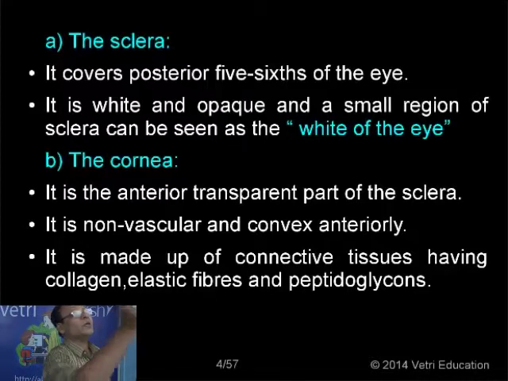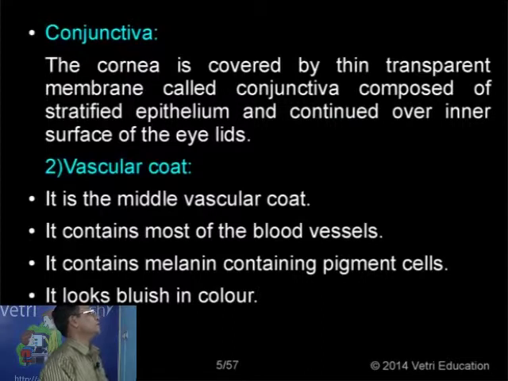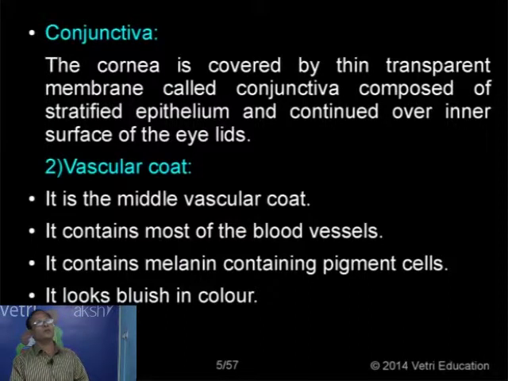So it is normally admitting the light to enter into the eyeball, as it is very transparent. Then lying over this cornea there is another transparent thin membrane, which is continued over the inner lining of the eyelid, the inner surface of the eyelids, and is called conjunctiva.